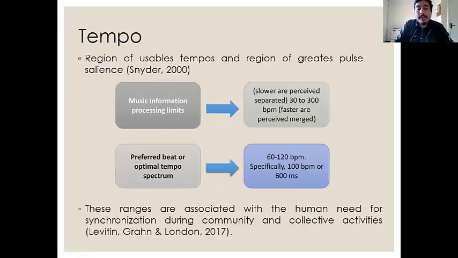Tempo is another factor that makes rhythmic processing easier. Snyder proposed that the music information processing limits appear to lie in the tempo range between 30 and 300 beats per minute. Below this range, sounds are perceived as elements from separate sequences, while above 300 beats per minute, sounds tend to be perceived as a single event. Specifically, a tempo of 100 pulses per minute most facilitates rhythmic musical processing for most people. This has also been proposed by other authors, such as Parncutt in 1994. These ranges are associated with the human need for synchronization during community and collective activities.